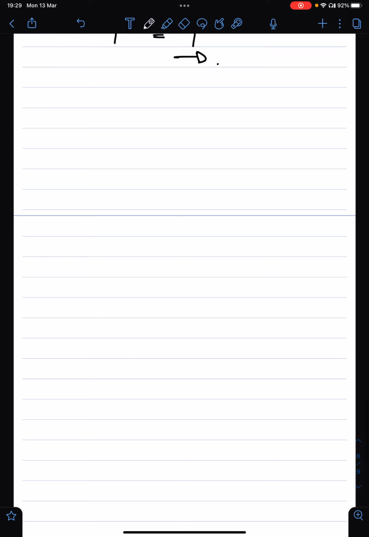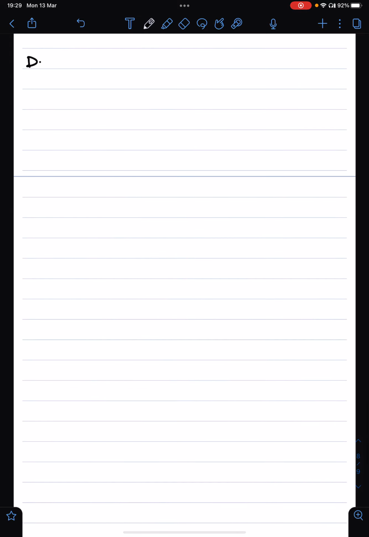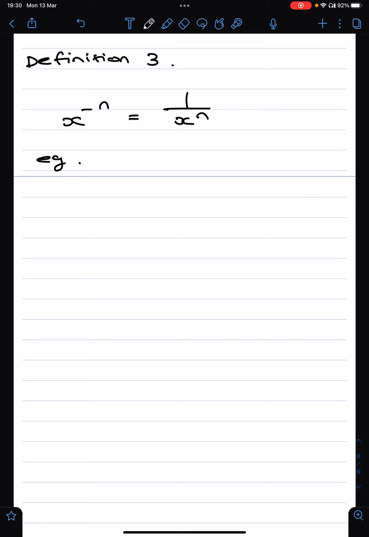Let's go over definition 3. Definition 3 says that if I have a base with a negative exponent, then the base and the exponent go to the denominator of a fraction. So let's go over an example. If I have x to the power of negative 6, then my solution will simply be 1 over x to the power of 6.